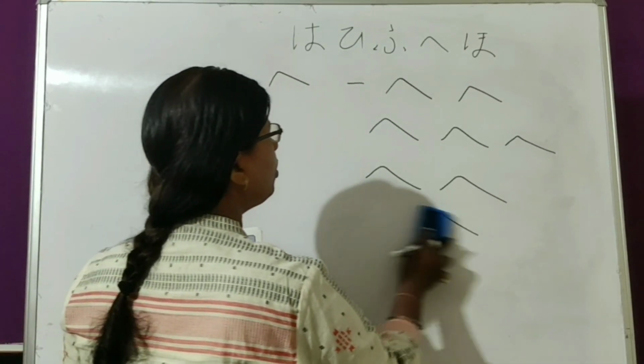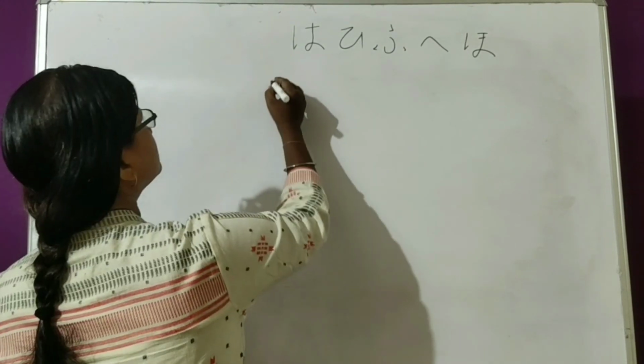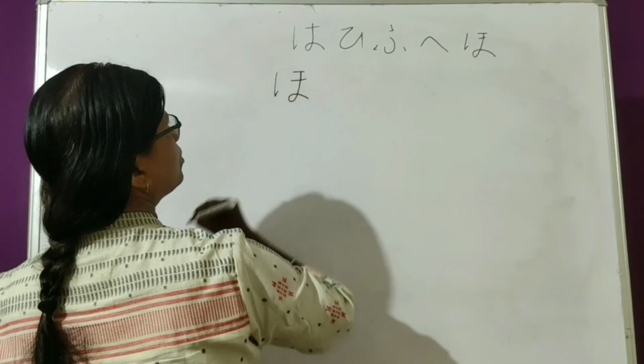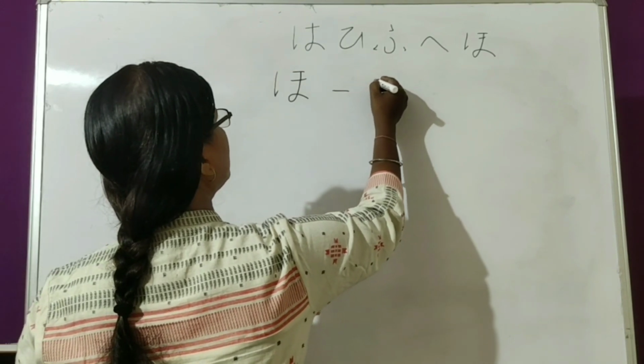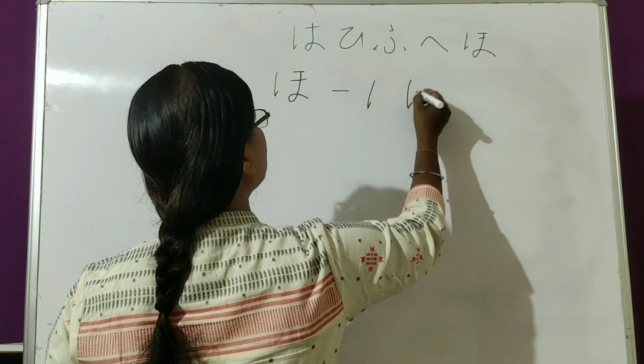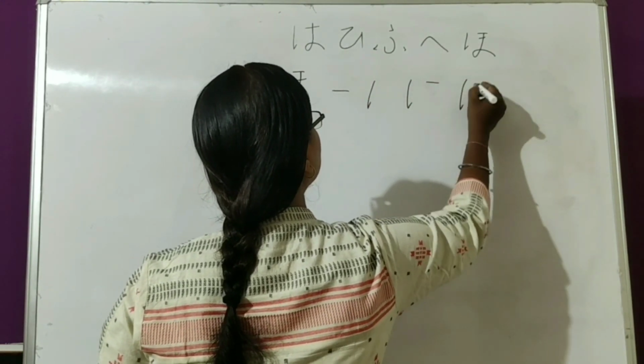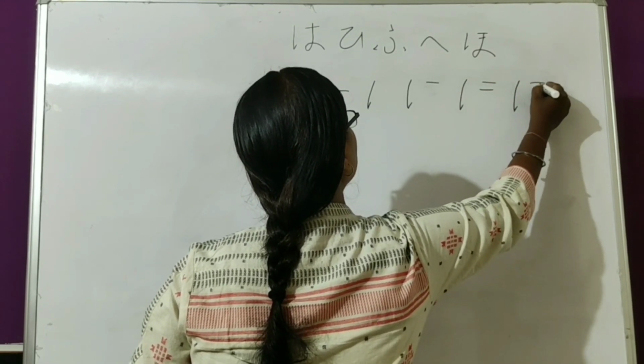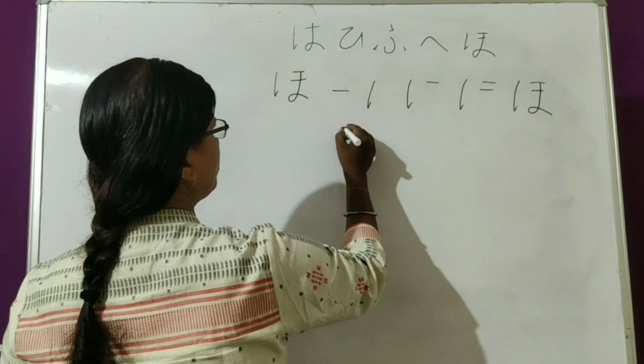Next is ho. Ho. First stroke, second stroke, third stroke, fourth stroke. Ho.